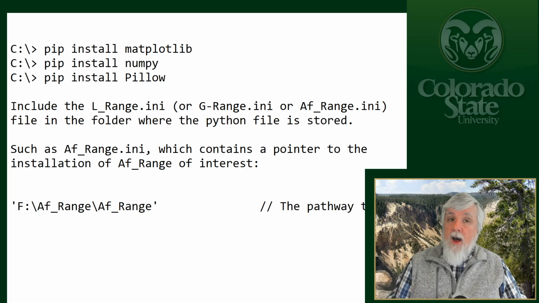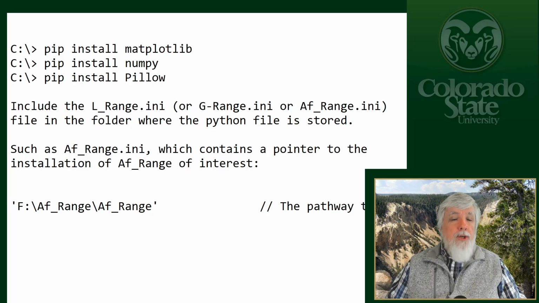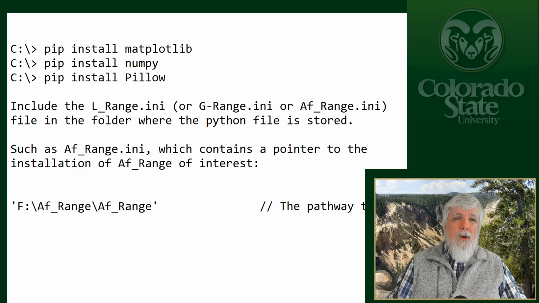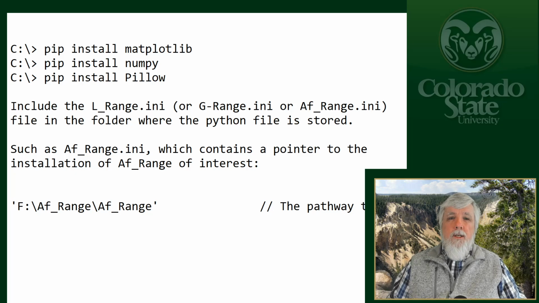This ini file contains one line, and it's a pointer to the main application of interest to you. So in my case, I've got the AFRange application on my F drive, for example, and it's under AFRange. So you'd see the line quote F underscore AFRange / AFRange close quote, and that's pointing the GUI to the appropriate file, or set of files. This is addressed on the download page as well. So you can go there and see the same thing repeated.